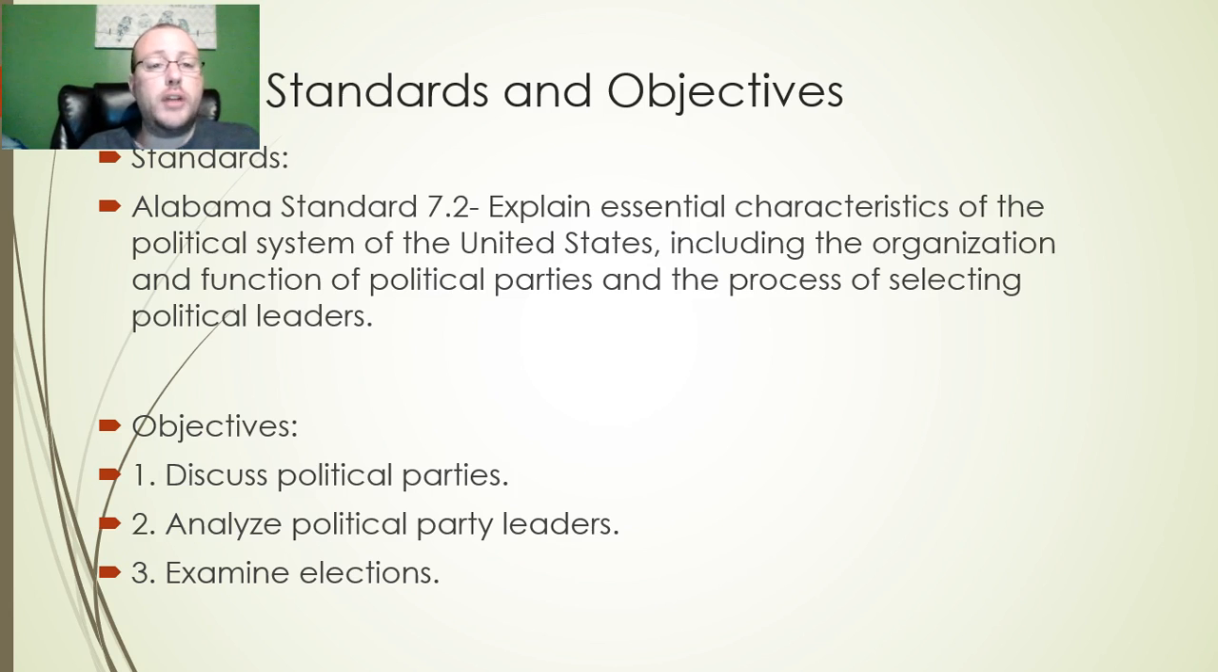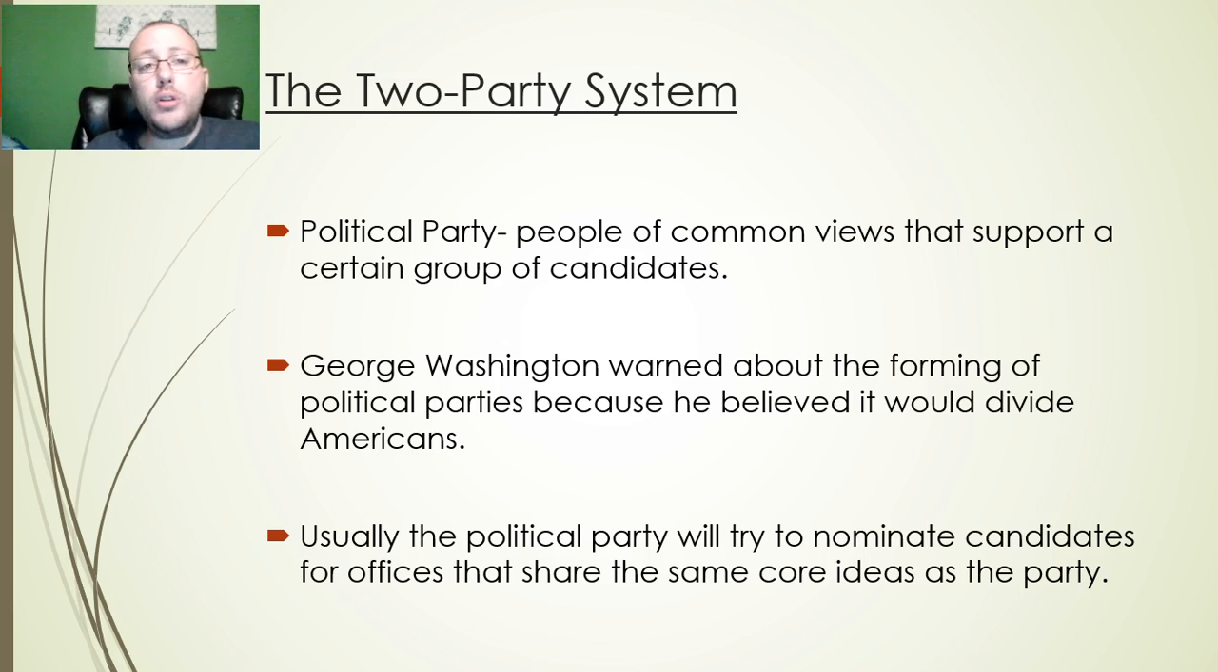So let's just talk a little bit about the two-party system. Political parties are people of common views that support a certain group of candidates. The two major political parties we have today are the Democrats and the Republicans. George Washington warned against this. He didn't believe there needed to be political parties because he believed it would divide Americans. And it really has. A lot of times people vote based on their political party and not on a lot of the issues. And a lot of people really get into it because of politics, because of the political parties.